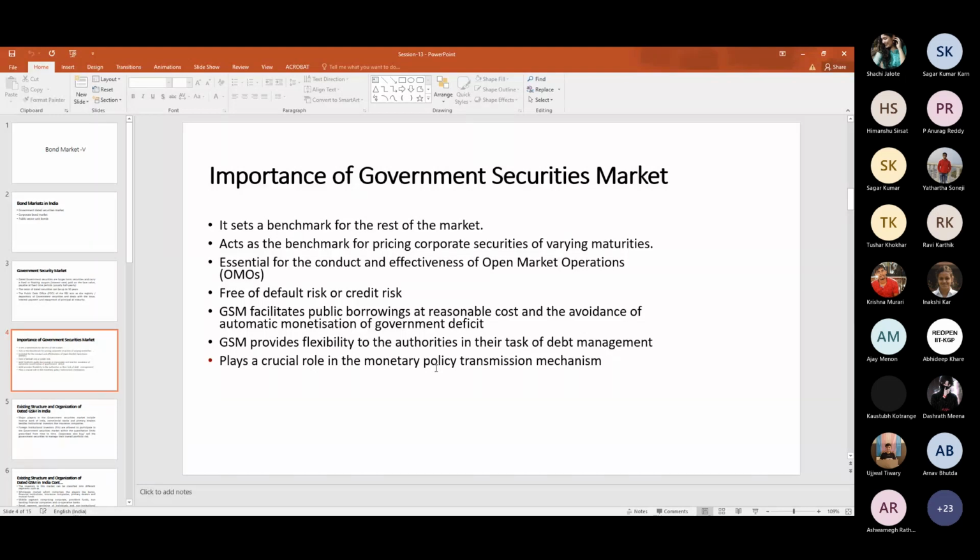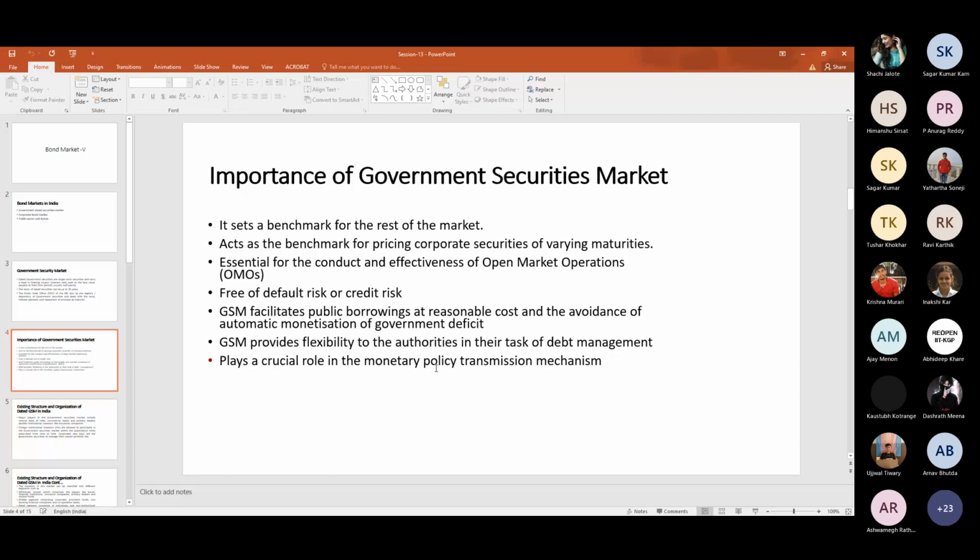And all of you know that it is the major instrument for open market operations to control the money supply, to reduce or to increase the money supply within the system. Generally, the Reserve Bank of India always buys or sells these government securities. So in that context, this market has a lot of significance for the conduct of monetary policy.